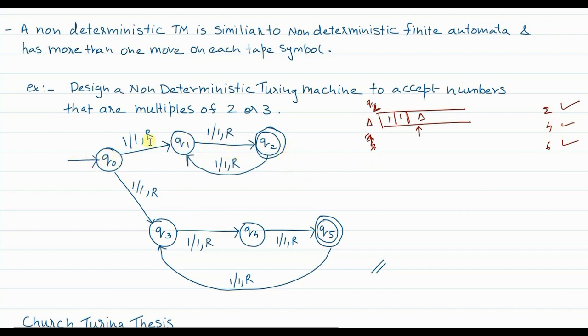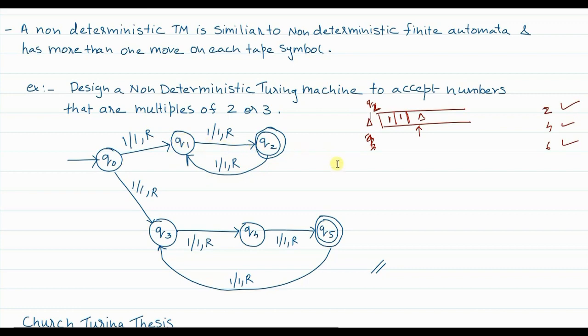Now 4 should be accepted. So 1 1, so 2, 3 and 4. Four 1s means 4. Number 4 will be accepted. Six 1s means number 6. Let's see whether it is accepted. 1 2 3 4 5 6, accepted.